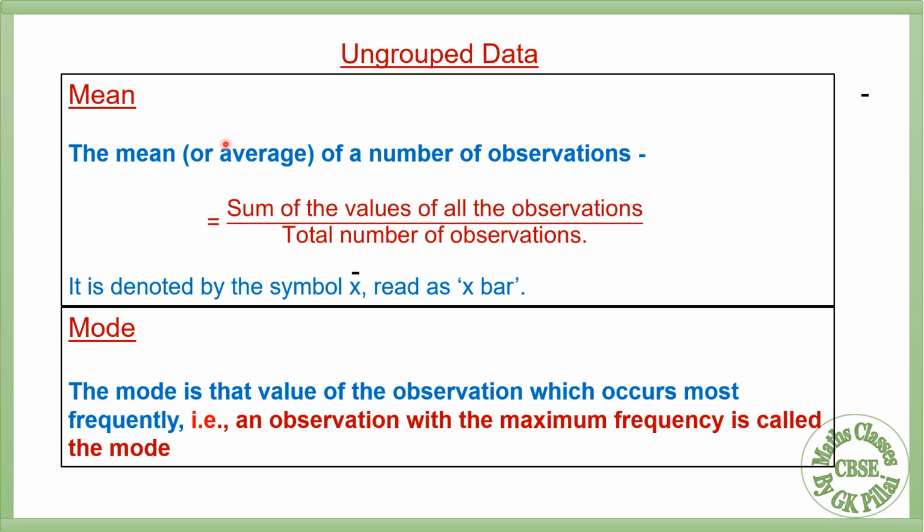The first one is mean. Mean or average of a number of observations is the sum of the values of all the observations divided by the total number of observations. And it is denoted by the symbol X bar. Mode. Mode is that value of the observation which occurs most frequently, or the maximum frequency. The observation with the maximum frequency is called the mode.